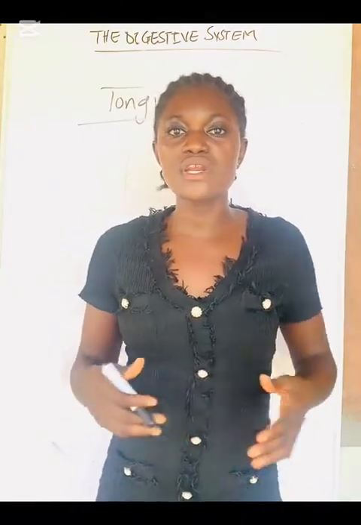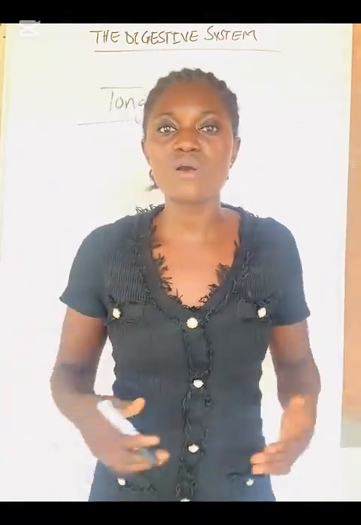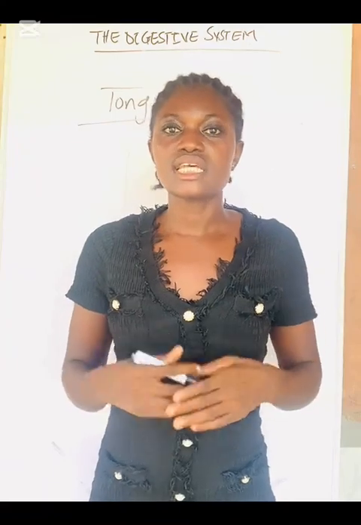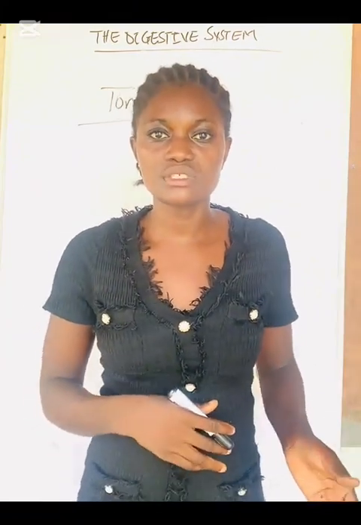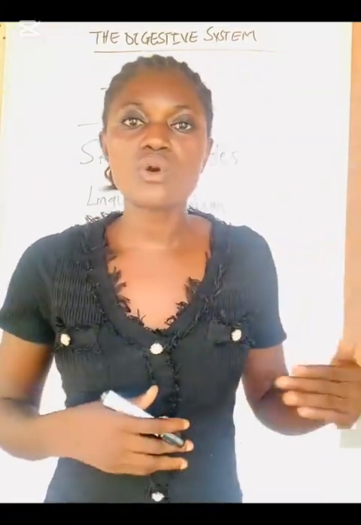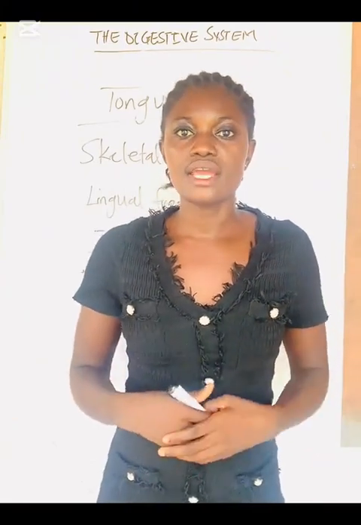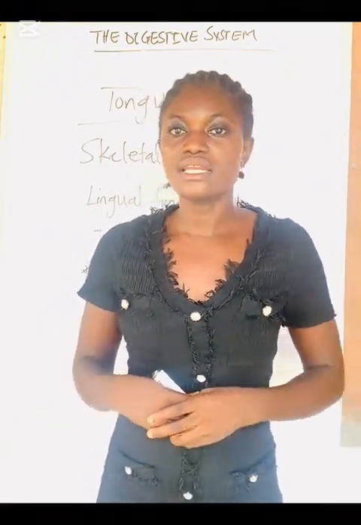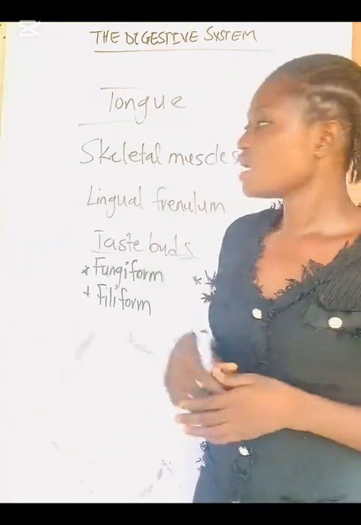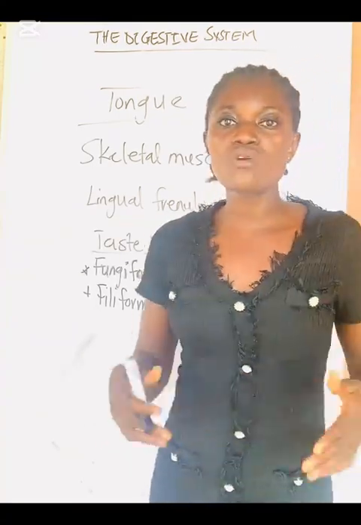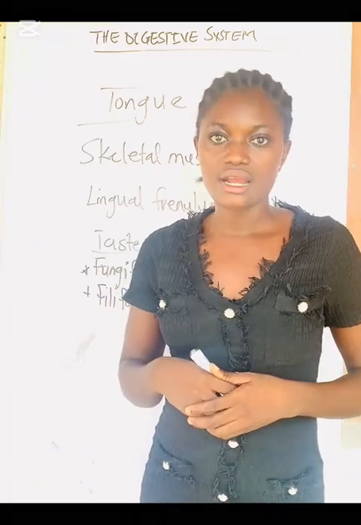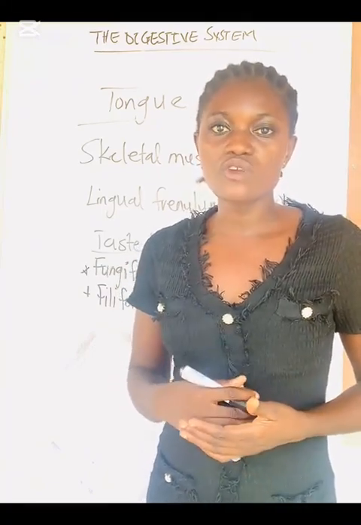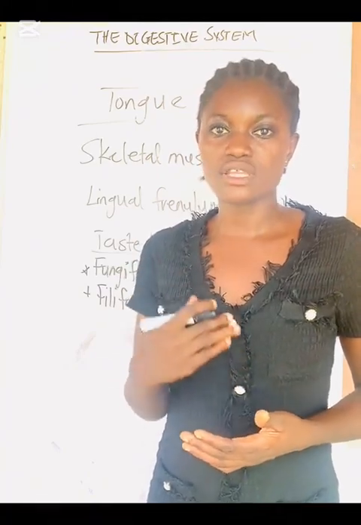The tongue, as we already know, is an organ that is found in the oral cavity. The tongue contains skeletal muscles that are covered by mucosal membranes. The tongue has a structure that connects it to the floor of the oral cavity, and that is called the lingual frenulum. The lingual frenulum limits the back movement of the tongue.